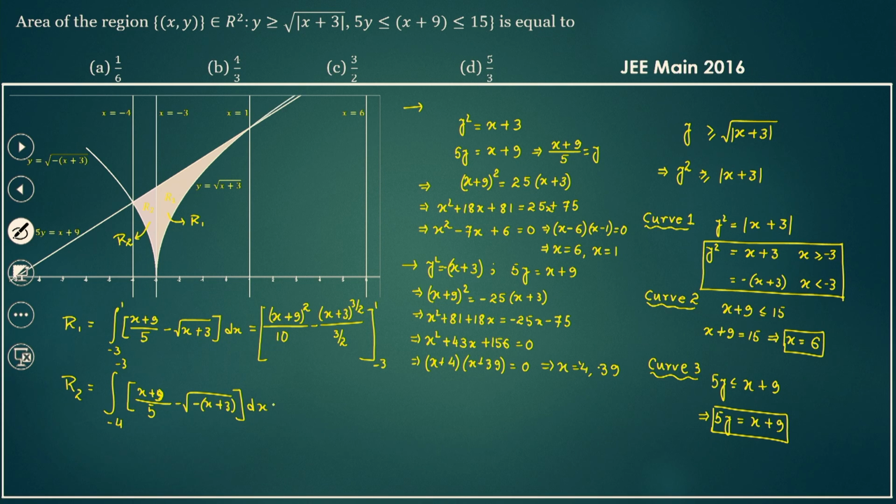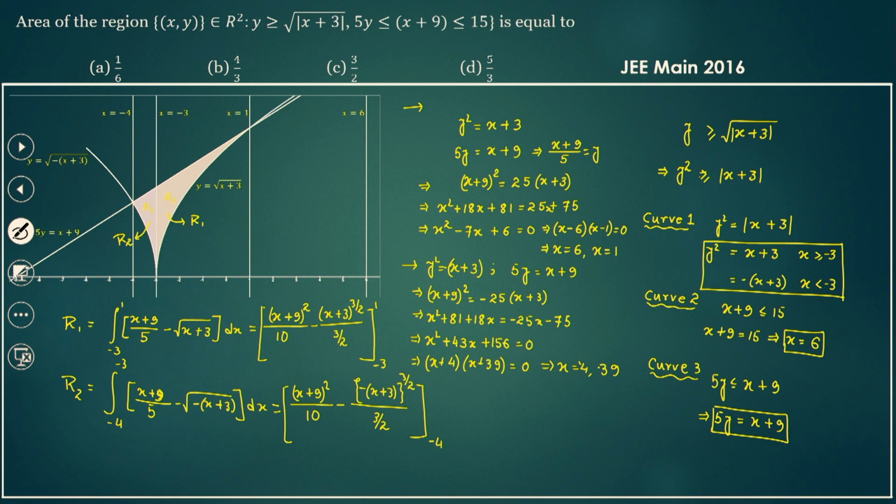Okay, let's write down that integration again for the bottom region, so it is minus 4 to minus 3. I just remove the sign, since we are doing this integration. So that particular sign is not required now. Let's write (x plus 9) whole square divided by 10, minus (x plus 3) whole to the power 3 by 2, divided by 3 by 2. That's actually the integration we have to do.